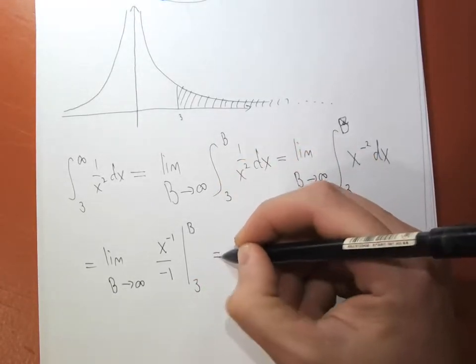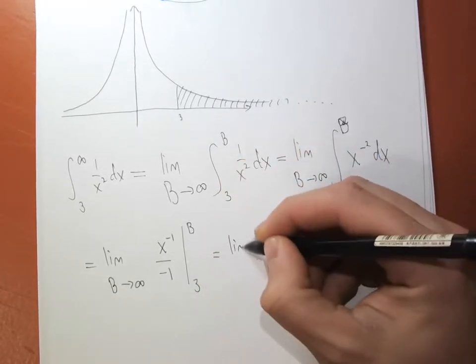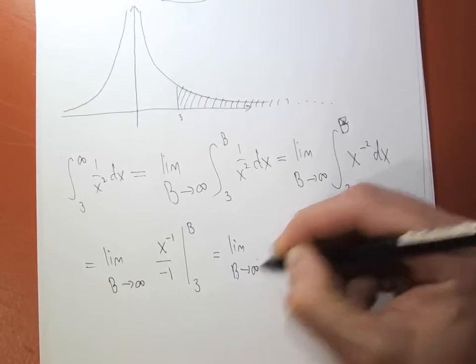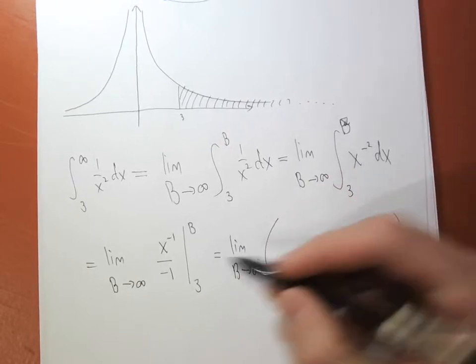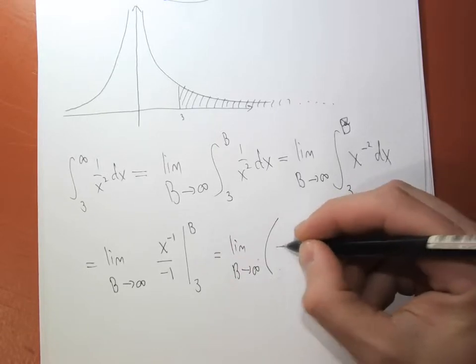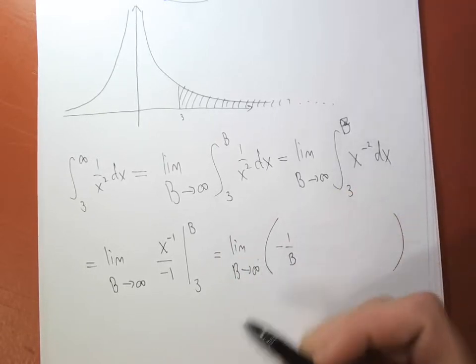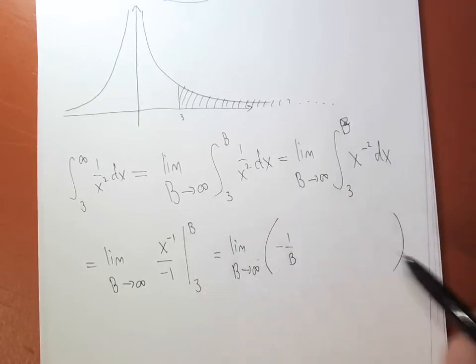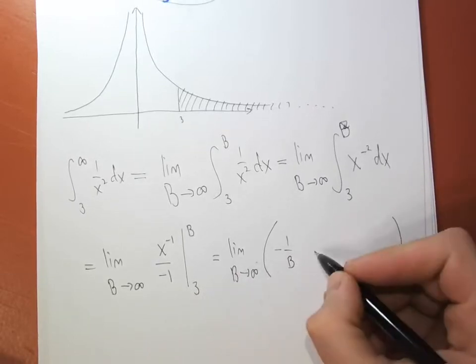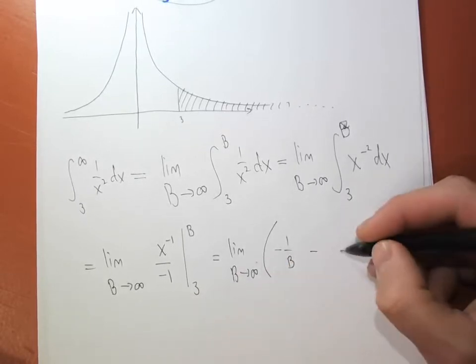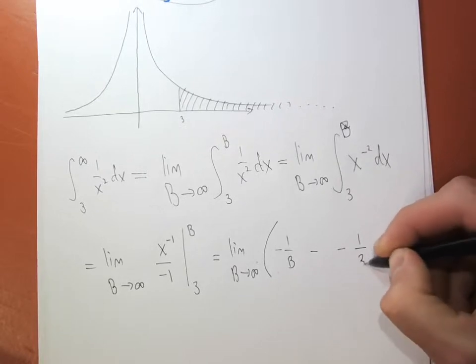So what does that mean? That means first I plug in b, keeping that limit in front. I'll give myself some space. I plug in b, that gives me negative 1 over b. Now I'll subtract what I get when I plug in 3. That will be negative 1 over 3.